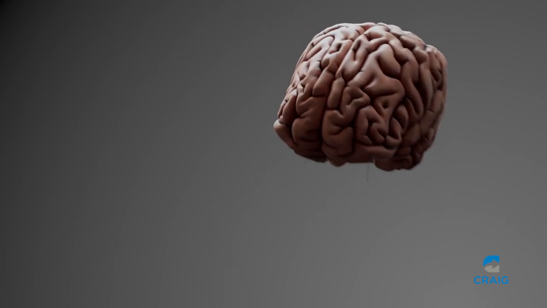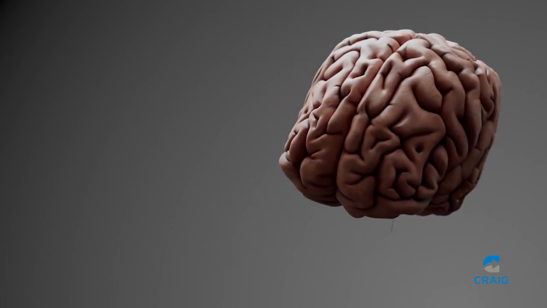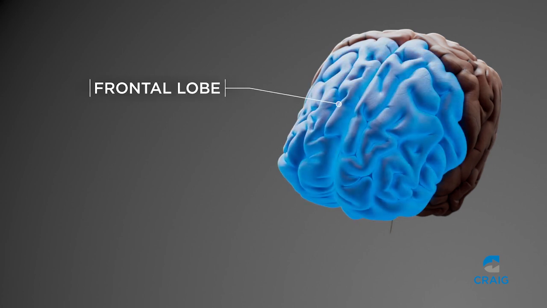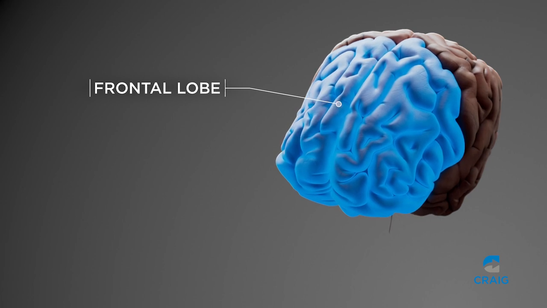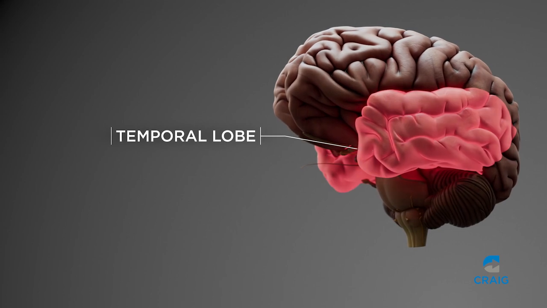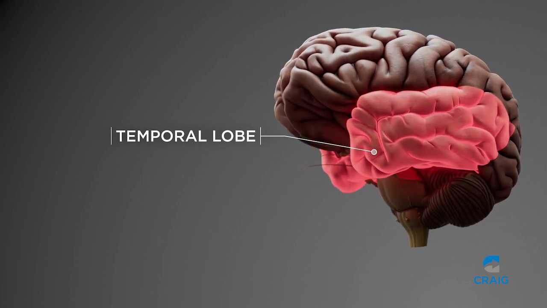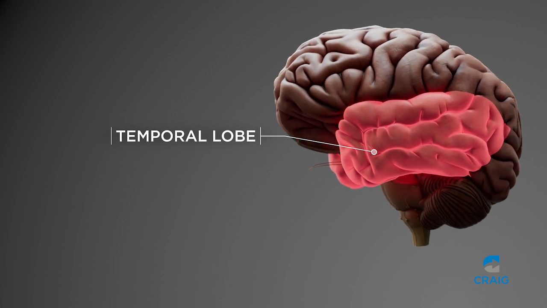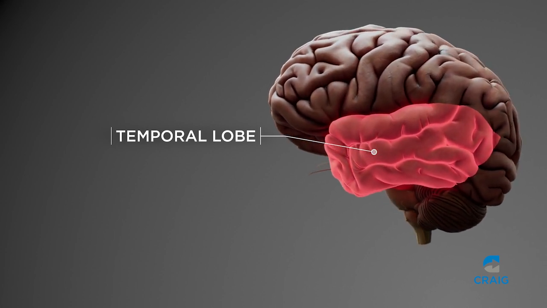Let's take a look at what an injury may look like to the different areas of the brain, although this is not a complete list. An injury to the frontal lobe may cause problems with behavior control and make it more difficult to plan and problem solve. An injury to the temporal lobe may affect a person's ability to understand what is being said to them. They may also have problems with hearing and memory.